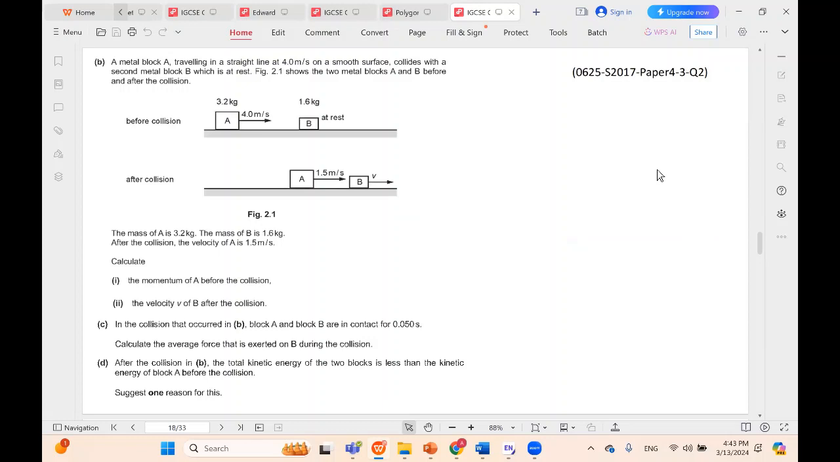A metal block A traveling in a straight line at 4 meters per second collides with a second metal block B, which is at rest. The figure shows two metal blocks A and B before and after the collision. The mass of A is 3.2 and the mass of B is 1.6. After the collision, the velocity of A is 1.5. Calculate the momentum of A before the collision and the velocity of B after.